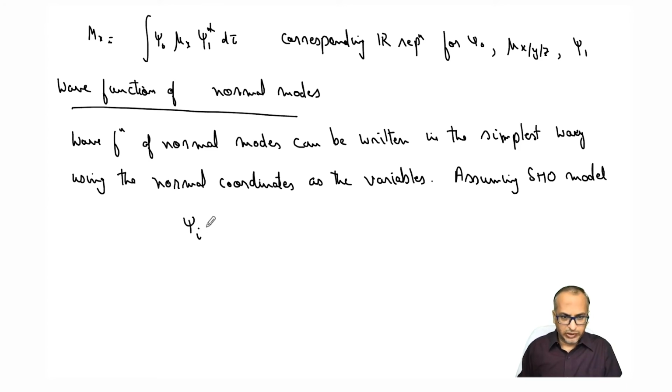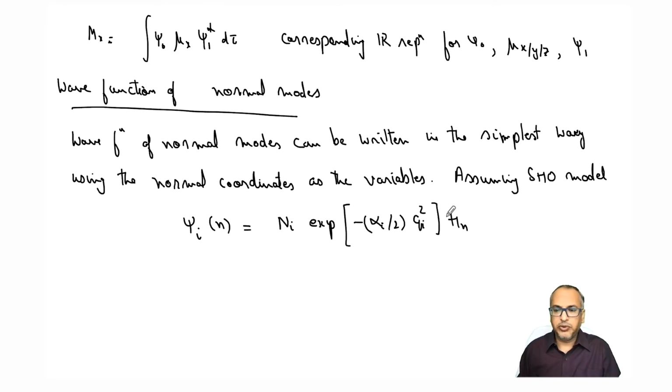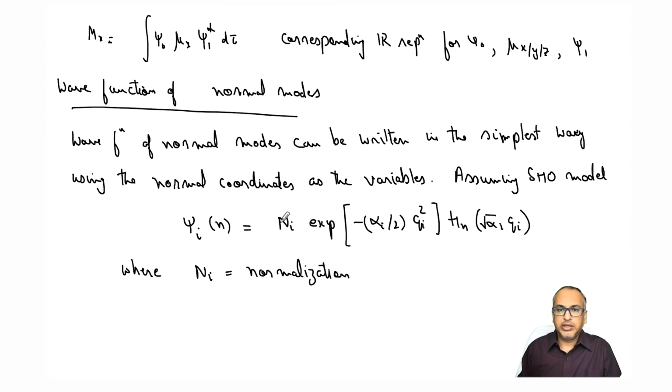So any general wave function psi i n can be written as N i times exponential of minus alpha i by 2 q i square times H n. See, I'm not asking you to remember this expression, I'm just giving it to you, and if I ask in the exam I will give you this expression, so do not worry about it. It's a long expression, I know, but just understand the maths behind it. Now where N i, so let us try to explain all of this. psi i is the wave function of the normal mode. This N i is the normalization constant, so it does not affect the symmetry.